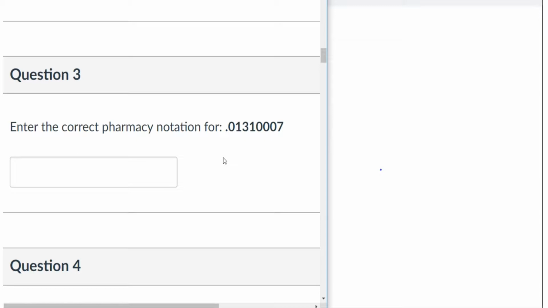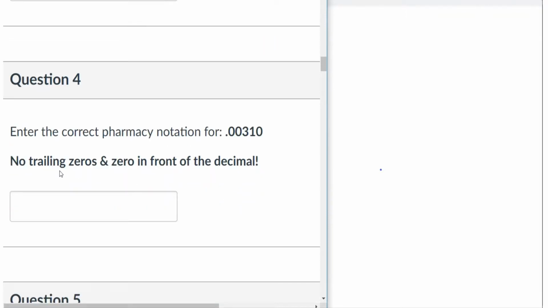For number 3, I didn't give you any hints, but from the previous question, you should know that all you gotta do is add a 0. 0.01310007. So you might be asking, why don't I take off these zeros? These aren't considered trailing zeros. Trailing zeros are only the ones after the final non-zero digit.